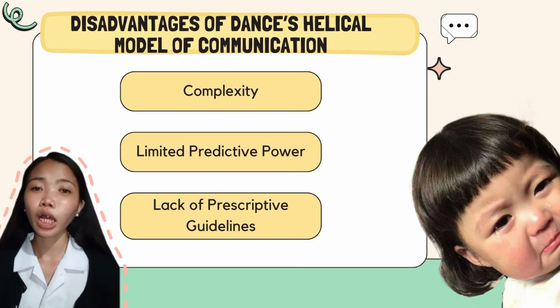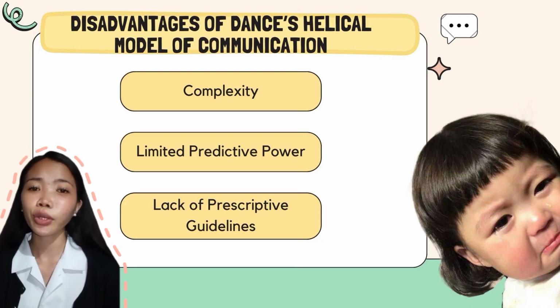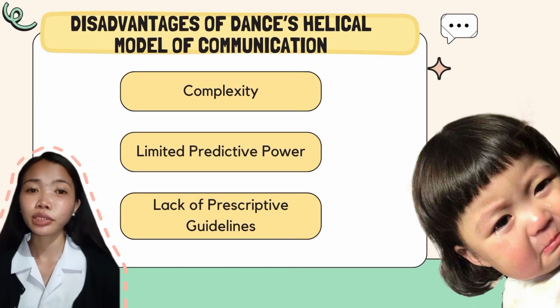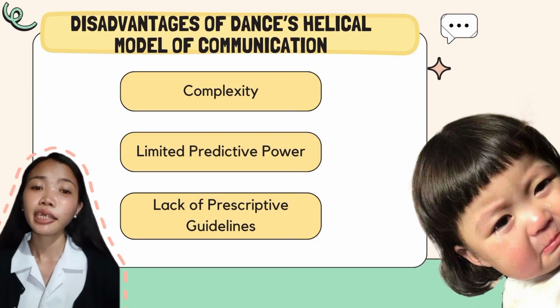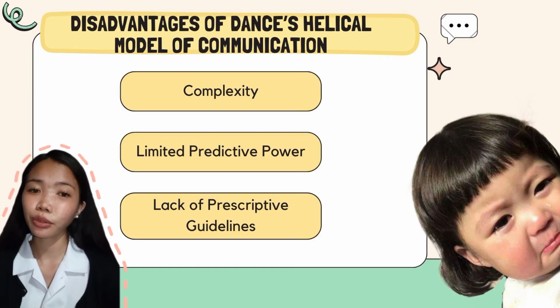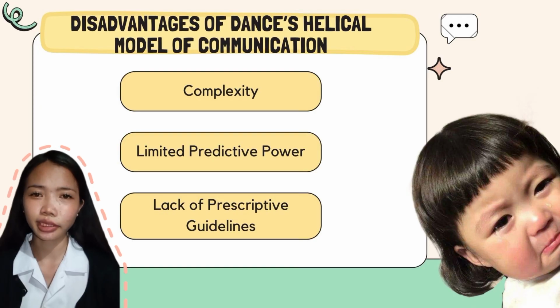First one, complexity. The helical model introduces a level of complexity to the understanding of communication processes. Its emphasis on continuous interactions, feedback loops, and contextual considerations may be challenging for individuals to grasp, especially those with limited background knowledge in communication theory. This complexity can make the model less accessible and practical for some users.